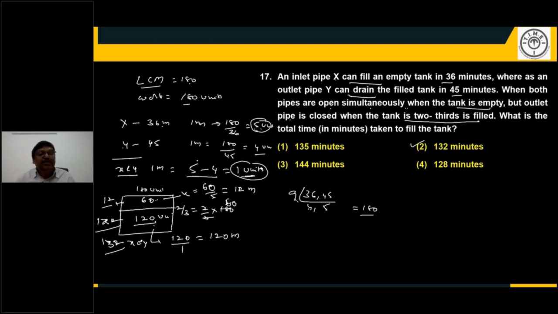Why is this happening faster? Because the drain pipe is closed. When it is not emptying 4, all 5 will be filled. In the first case, it was emptying 4 and filling 5, so the net is only 1 unit of work in 1 minute, meaning 120 units take 120 minutes. After that, for the last 60 units, Y is not there, so X will take 60 by 5, 12 minutes. 12 plus 120, 132 minutes. Yes, good, Kashyap.